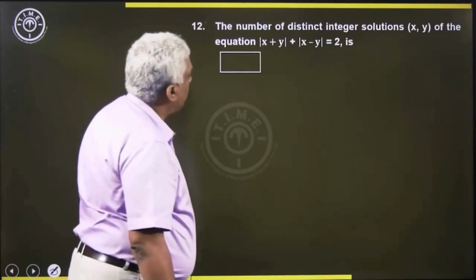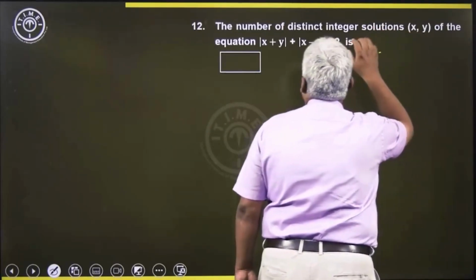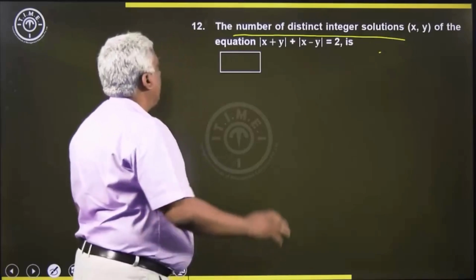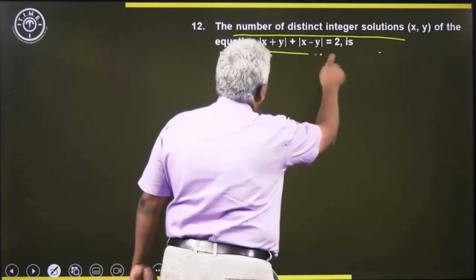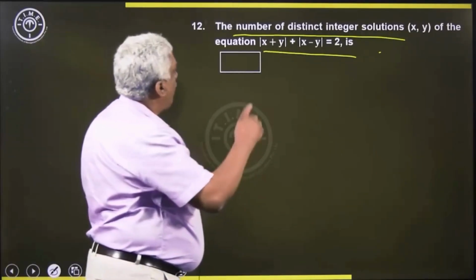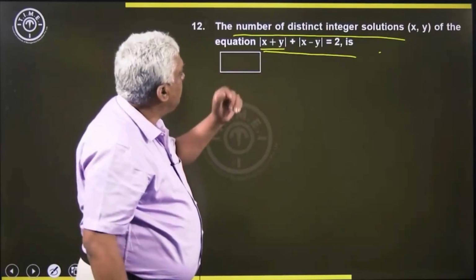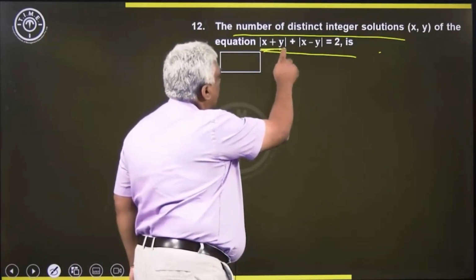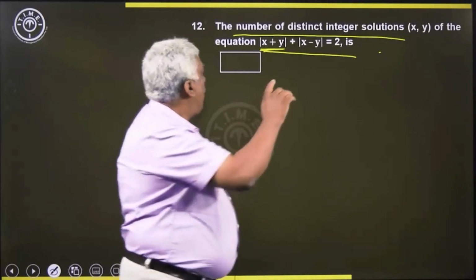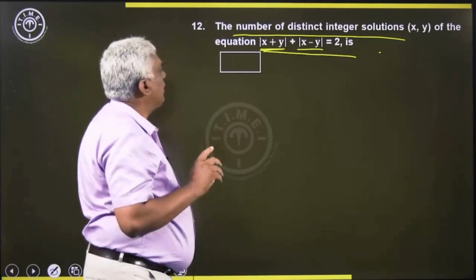The question is the number of distinct integer solutions to the equation mod x plus y plus mod x minus y equals 2, right? Now you see, mod x plus y is a positive number, and since they are saying integer, mod of x plus y will be a positive integer. Mod of x minus y will also be a positive integer. So what are the cases we can have?